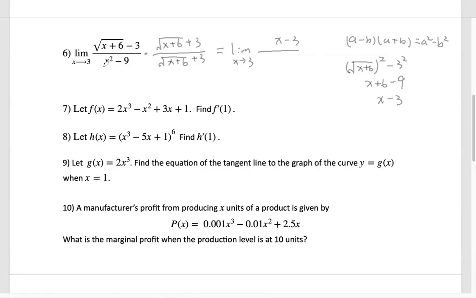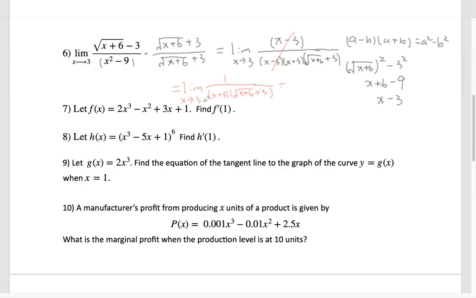The denominator, we have x squared minus 9. That can be factored as x minus 3, x plus 3. Then multiply by this a plus b, square root of x plus 6 plus 3. Again, we have x minus 3 divided by itself, so cancelled. So we're left with the numerator 1. The denominator will have x plus 3 times square root of x plus 6 plus 3.